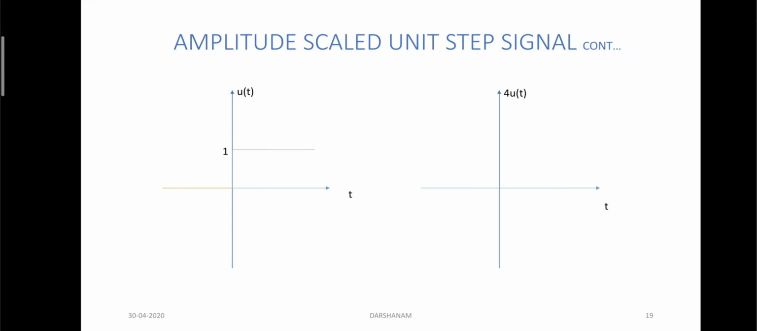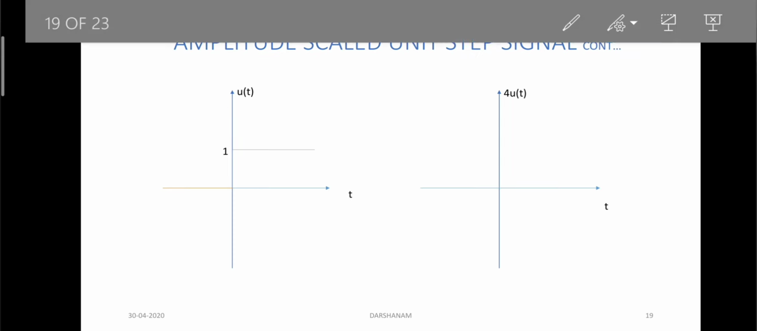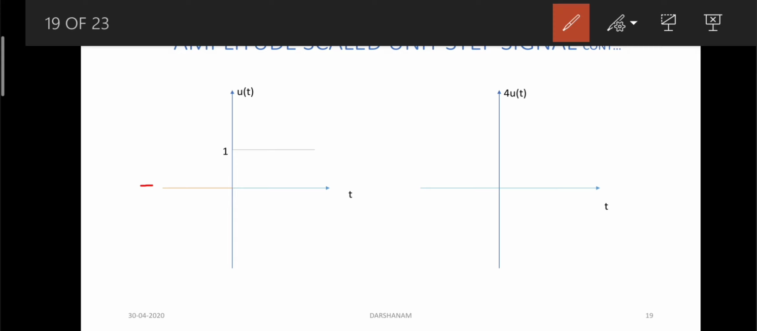We can see the graph of the unit step function as shown. For t less than 0 it is 0, and for t greater than 0 it is 1. In 4 u of t, it will look like this, where the amplitude is 4. This is the amplitude scaled version of the unit step function.